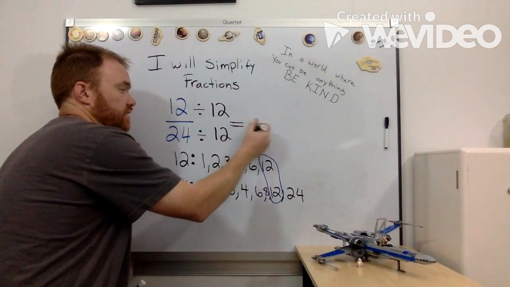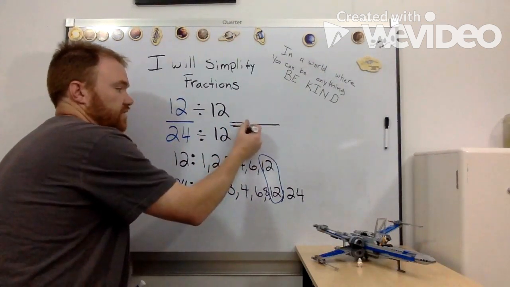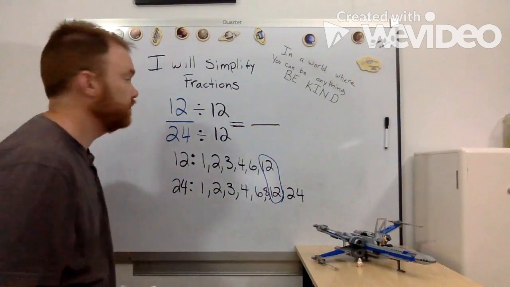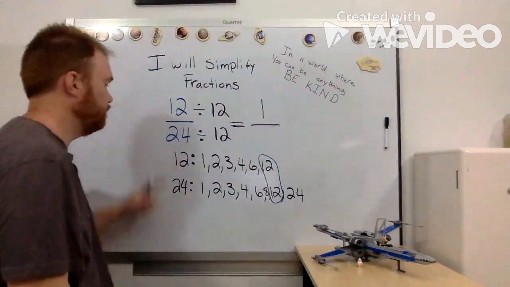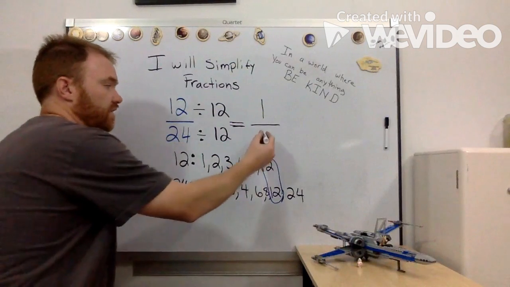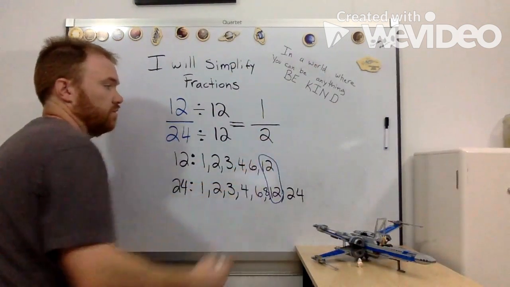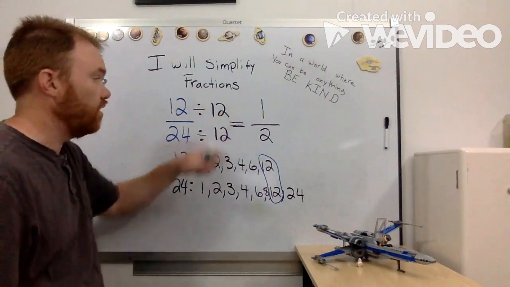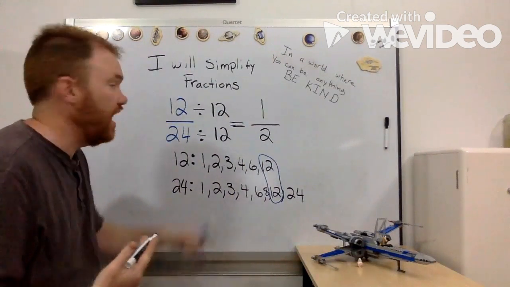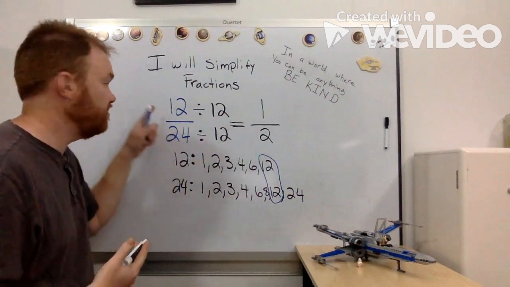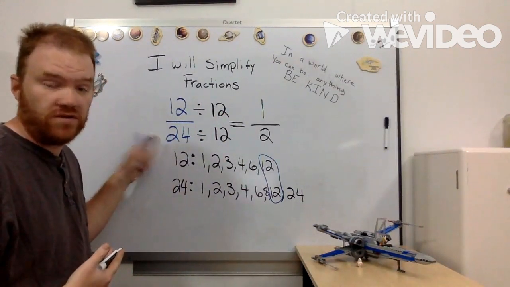We're going to put an equal sign here, and I'll explain why I do that in just a minute. So 12 divided by 12, I know that's 1. 24 divided by 12, I know that is 2. Okay, so now I have a fraction 1/2. Well, that fraction makes a lot more sense to me. I understand 1/2 easier than I understand what 12/24 is.